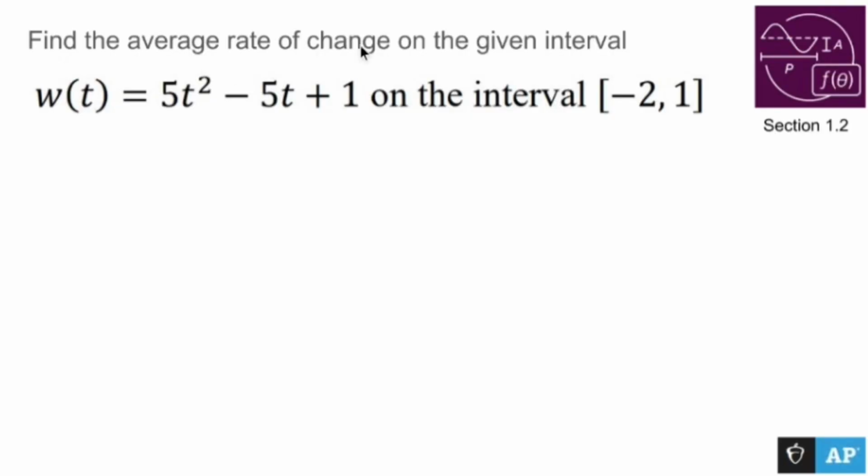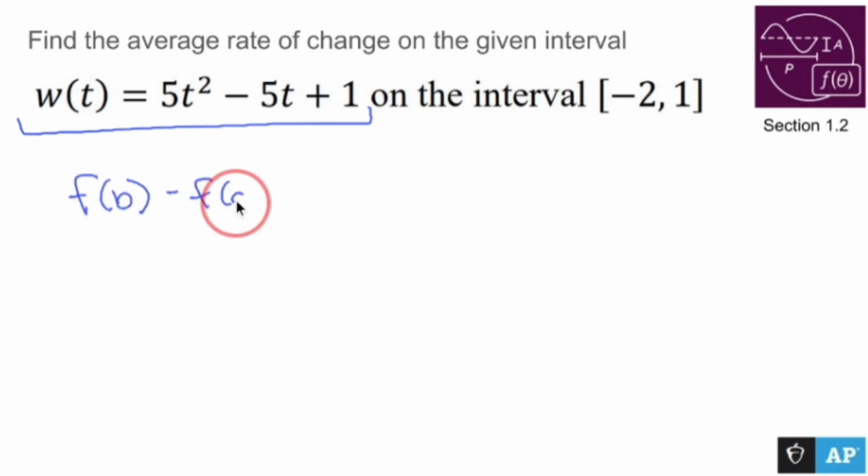Find the average rate of change on this given interval. Well, we have ourselves a function, and we have the interval -2 to 1. The average rate of change formula is f of b minus f of a over b minus a. So the a and the b are going to be your interval endpoints. So in order to find f of b and f of a, or in our case, w of b and w of a, we're going to have to plug those numbers into that.